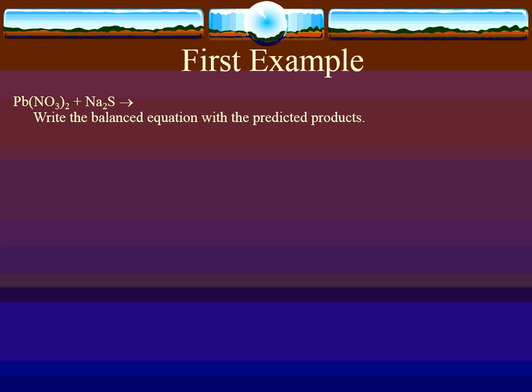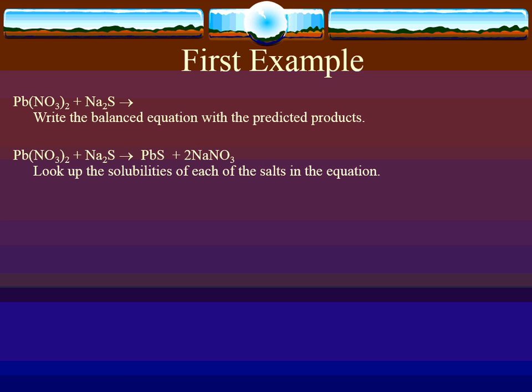Here we have lead(II) nitrate combining with sodium sulfide. This is a double replacement reaction. I know that because I have 2 different compounds that are combined. So first thing I need to do is predict my products. The cations are going to switch places, and I form lead(II) sulfide and sodium nitrate. And I need to make certain that this reaction is balanced. It is here. It's a 1:1:1:2 ratio.